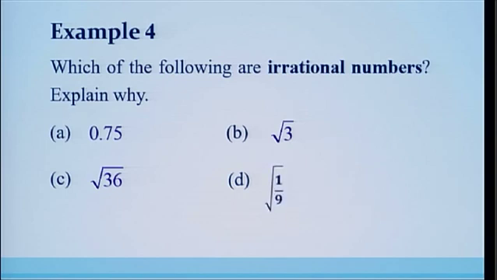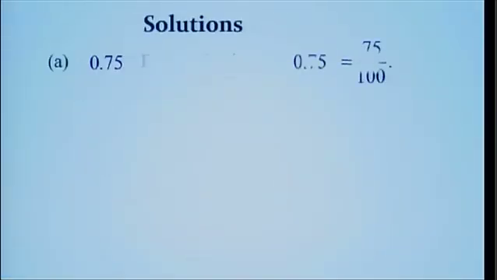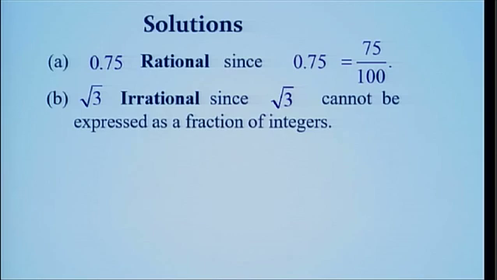Which of the following are irrational? Think about them. Let's start with 0.75. It is rational because 0.75 is equal to 75 over 100. Square root of 3 cannot be expressed as a fraction of integers, that is P over Q. So it is an irrational number.